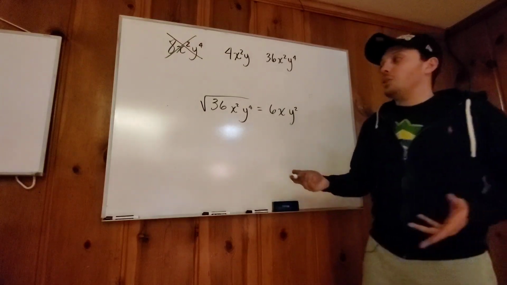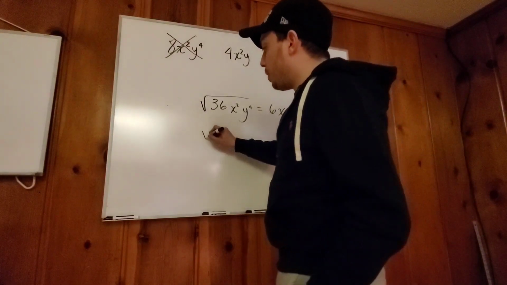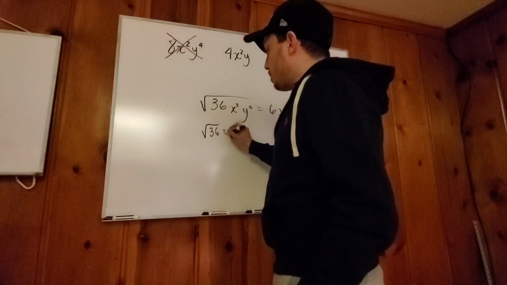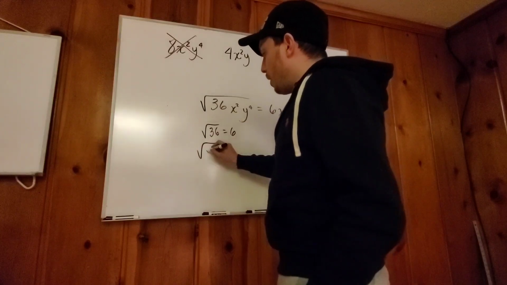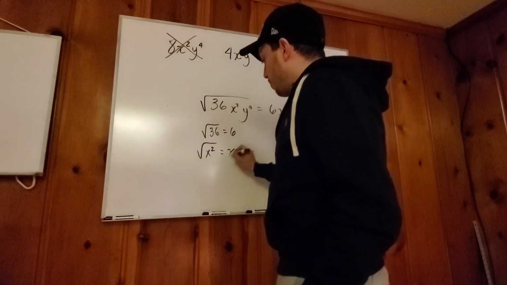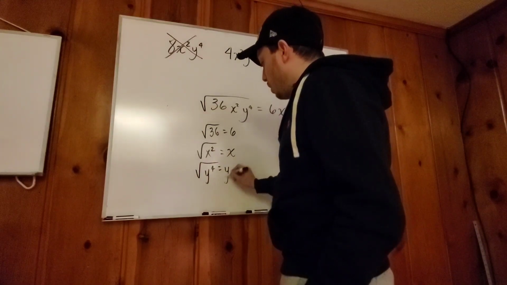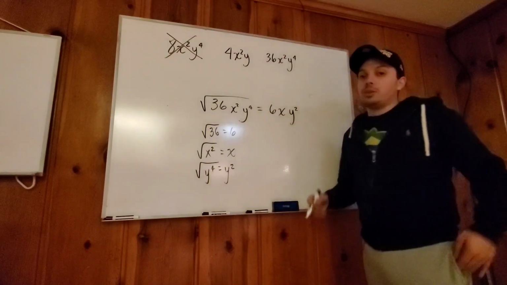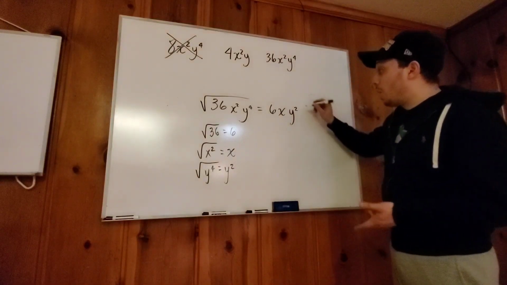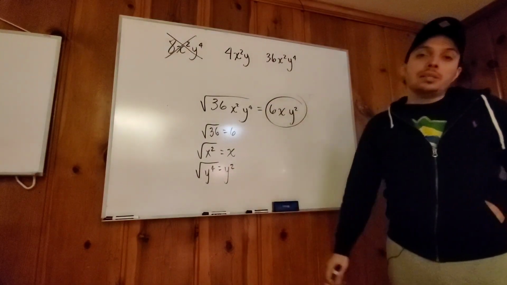The key here is to break it into components, because we know the square root of 36 is 6, the square root of x squared is x, and the square root of y to the 4th is y squared. And then you just put them together. 6 times x times y squared, and boom, that is our answer.